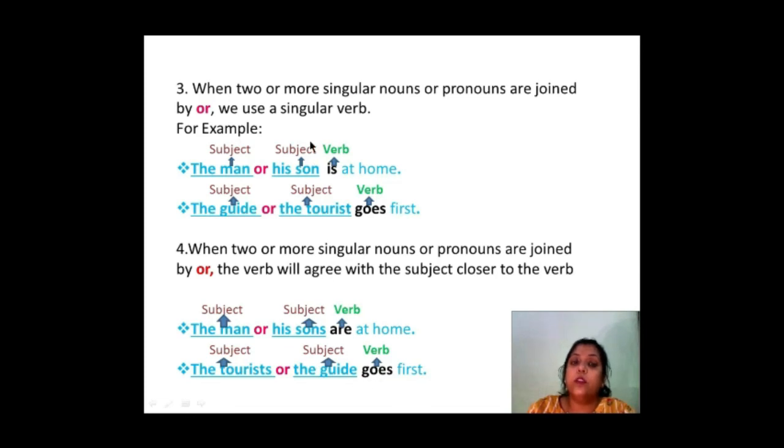So in the third and fourth points, you have to be very clear. You'll have to focus on the subject which is closer to the verb. If it is plural, we will use a plural verb. If it is singular, we will use a singular verb. Only in the third and fourth points, where a sentence is joined by the word or.